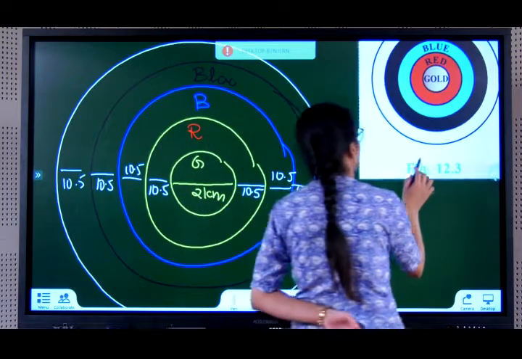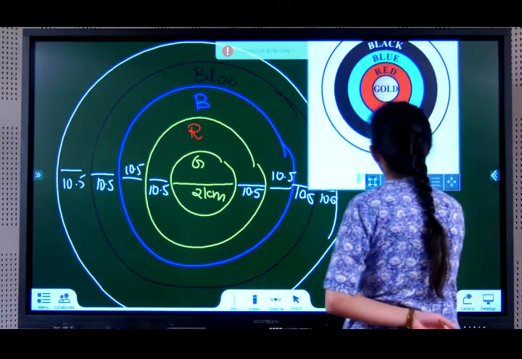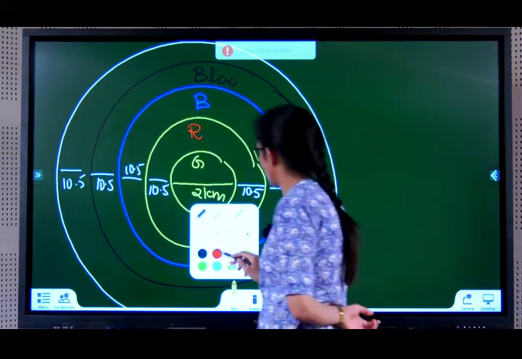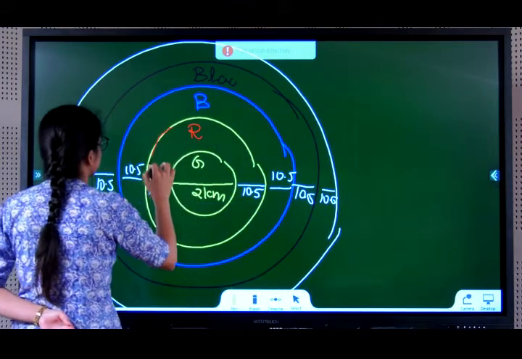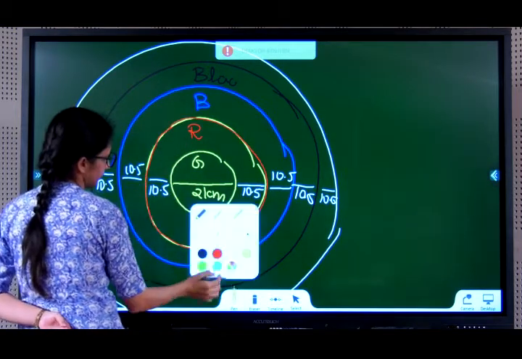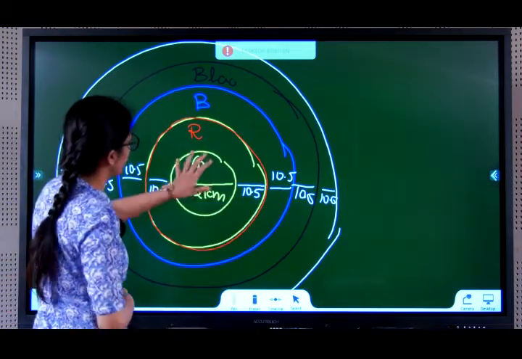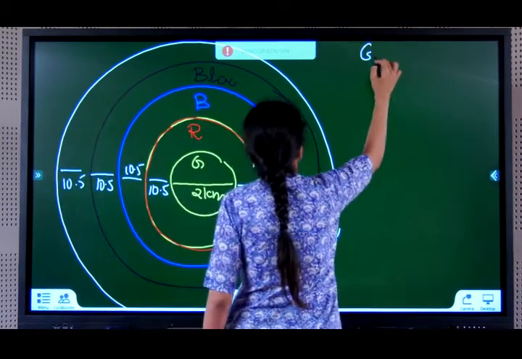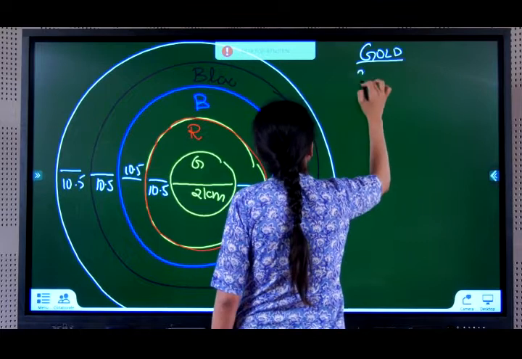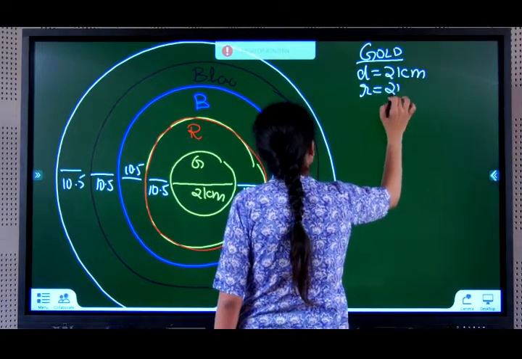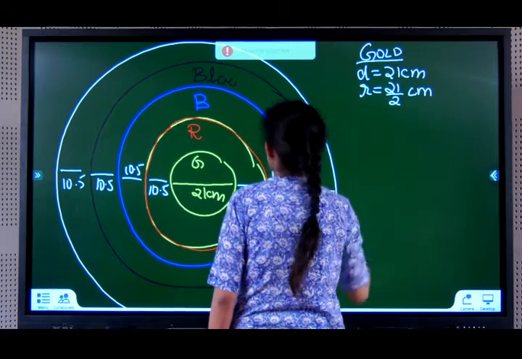So how do we do this problem? You have to find the area of each of these regions. We can first start with gold. Area of gold is easy. This is the whole thing over here. Diameter for gold, first we are doing gold. So diameter is given as 21 centimeters. So radius is 21 by 2 centimeters.